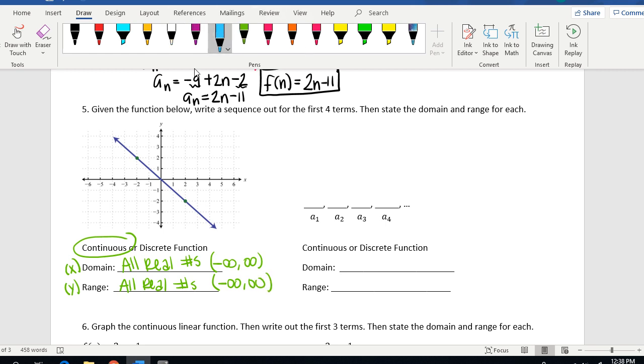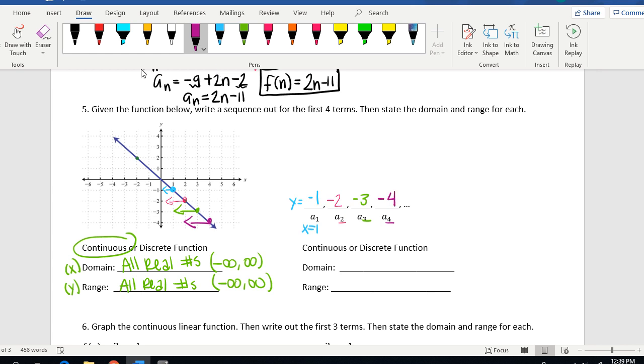All right, so I'm going to now take this continuous function and create a sequence based off of it. And again, remember, a sub 1 is saying x is 1. All right, what is the y equal to? So I'm going to go to my x-axis at 1, and my y value here is -1. Then I'm going to go to when x is 2, and my y value is -2. Then I'm going to go to 3. So when x is 3, my y value is -3. And when I go to x equals 4, my y value is -4.